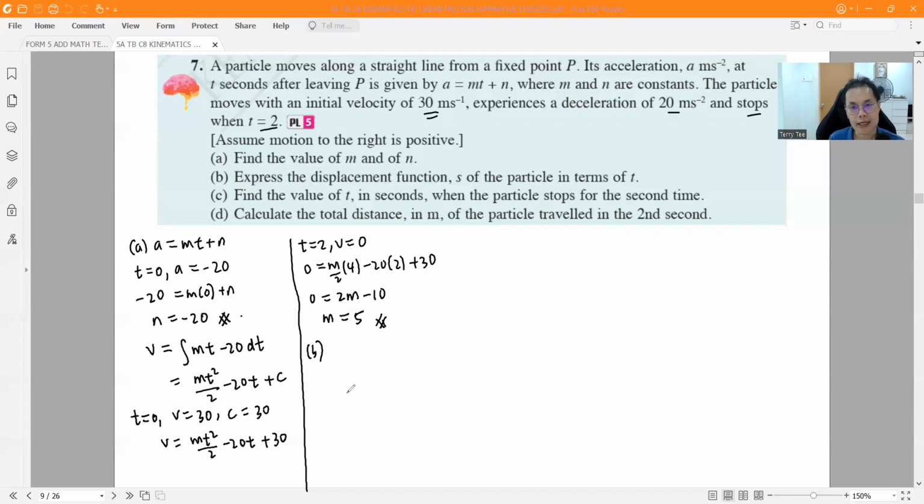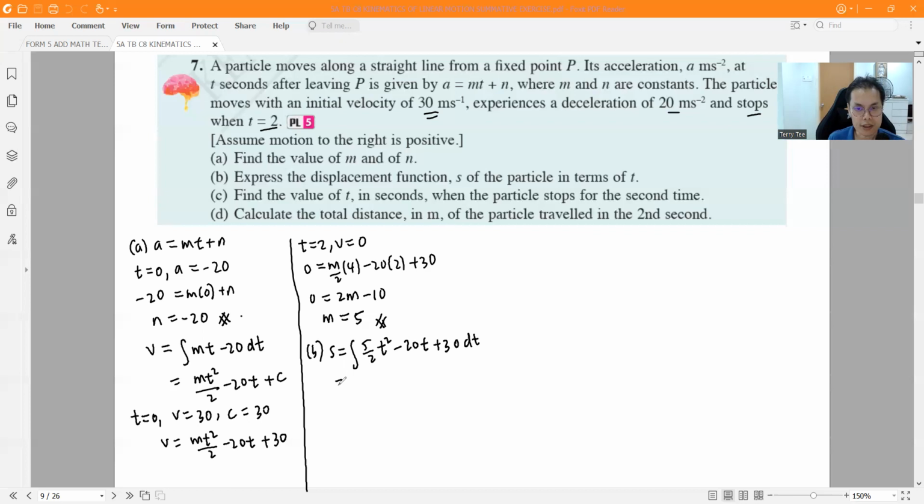Next, we are supposed to find the displacement function of the particle. To find the displacement function, I need to integrate velocity. Well, I know my velocity function actually. My m is now 5, so put 5 inside here. So this will be 5 over 2 t squared minus 20t plus 30 dt.